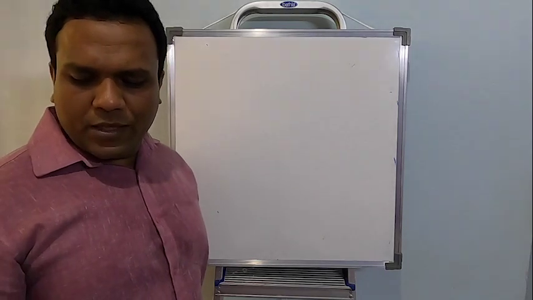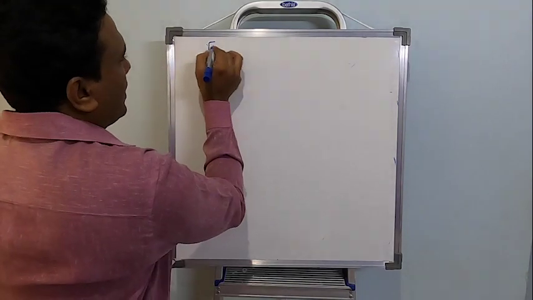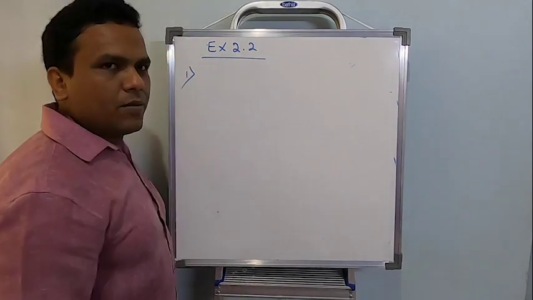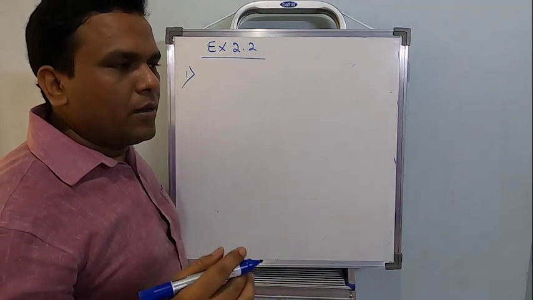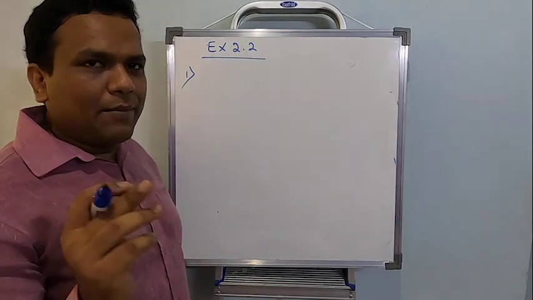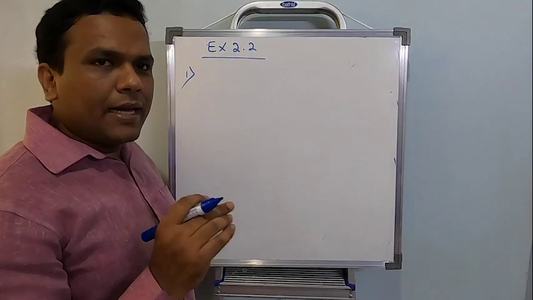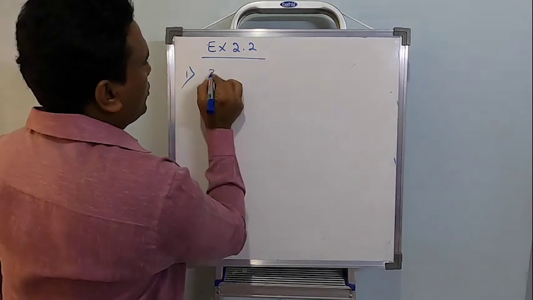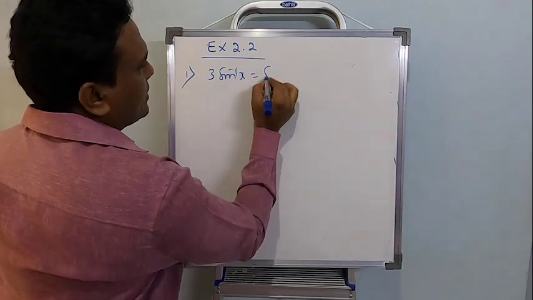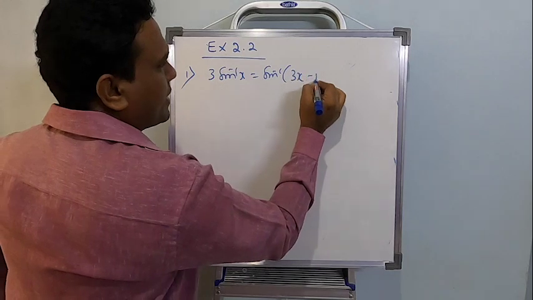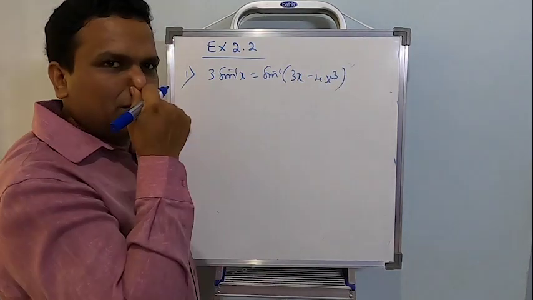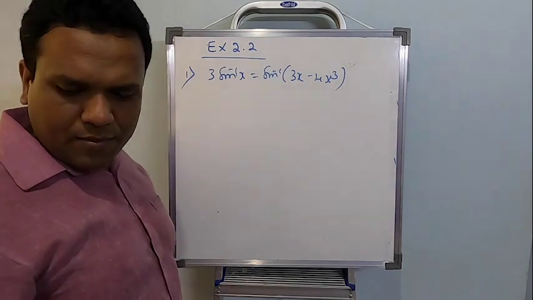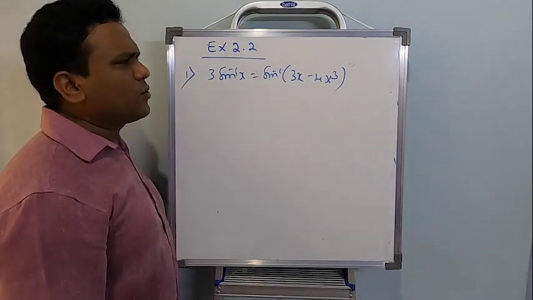Now in exercise 2.2, problems 1 and 2. If you remember, the same method from worked examples 1 and 2 will be followed when doing these exercise problems. What was the first one? I need to prove that 3 sin inverse x equals sin inverse of 3x minus 4x cube. This is what should be proved. There are two methods, as I said, but we have an easier method to go for.